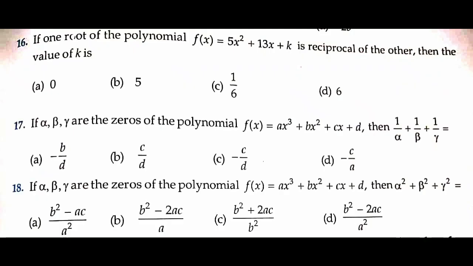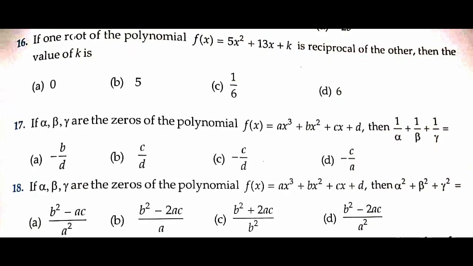Moving to the next question: if one root of the polynomial f(x) = 5x² + 13x + k is the reciprocal of the other, then the value of k is? In this situation we are supposed to find the value of k, and it is given that one root is the reciprocal of the other.